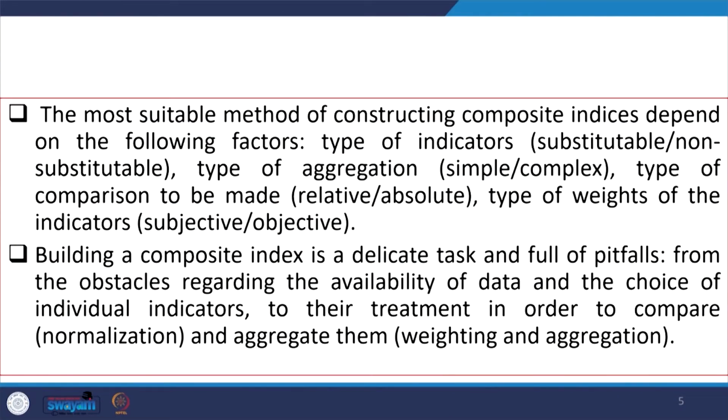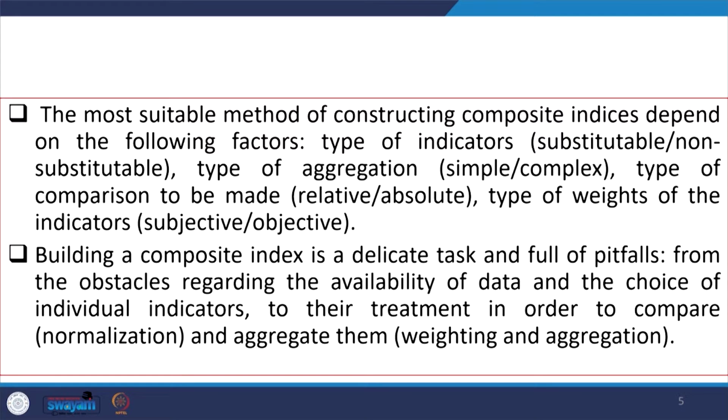The most suitable method of constructing composite indices depends on the following factors: type of indicators, which may be substitutable or non-substitutable; type of aggregation, simple or complex; type of comparison to be made, relative or absolute; and type of weights of the indicators, which may be subjective or objective based.